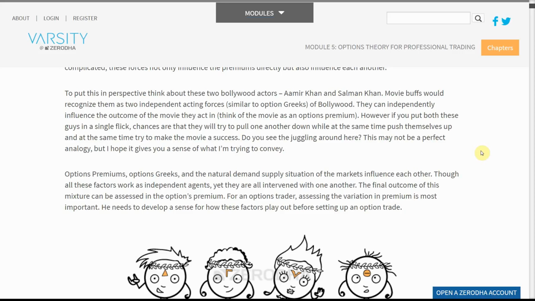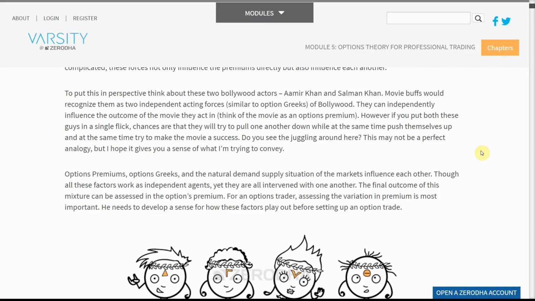However, if you put both these guys in a single flick, chances are that they will try to pull one another down while at the same time push themselves up, and at the same time try to make the movie a success. Do you see the juggling around here? This may not be a perfect analogy, but I hope it gives you a sense of what I'm trying to convey.